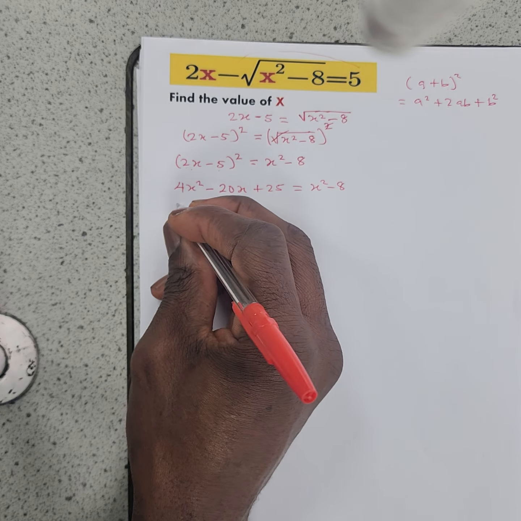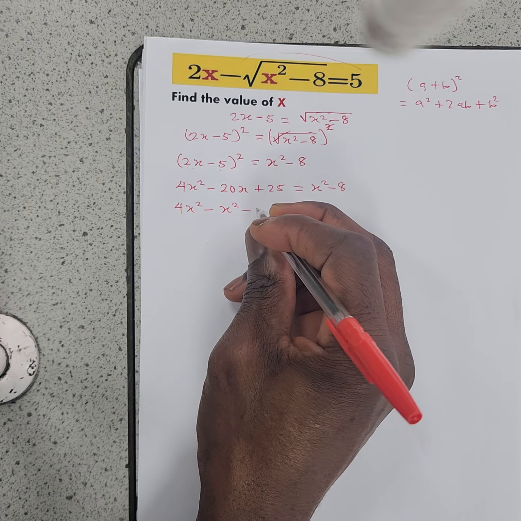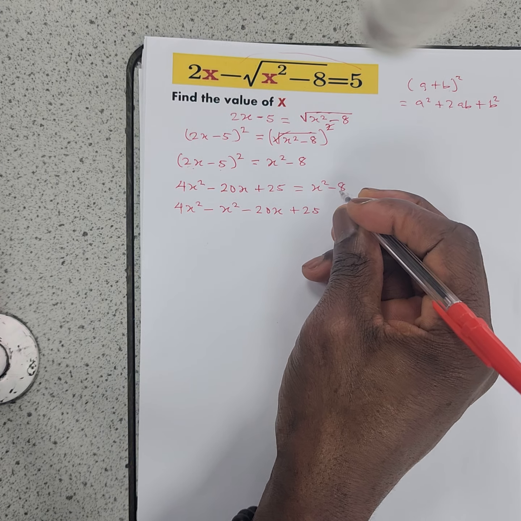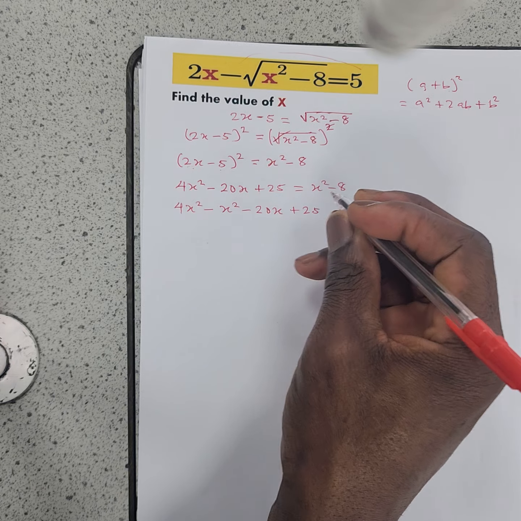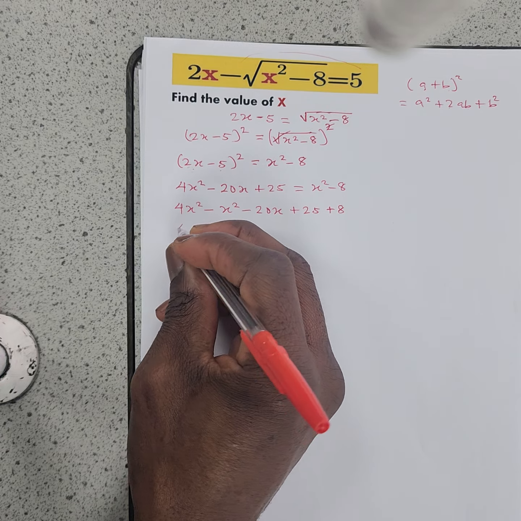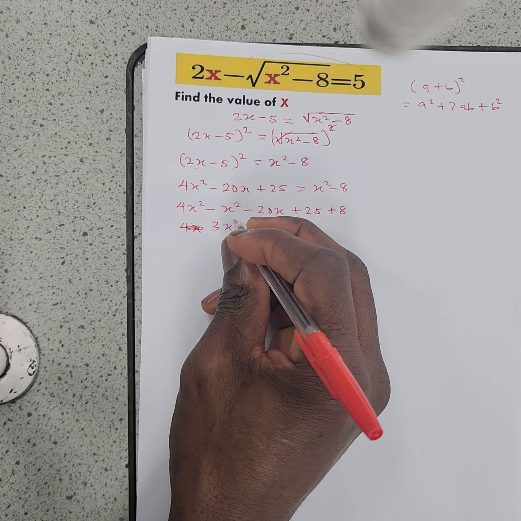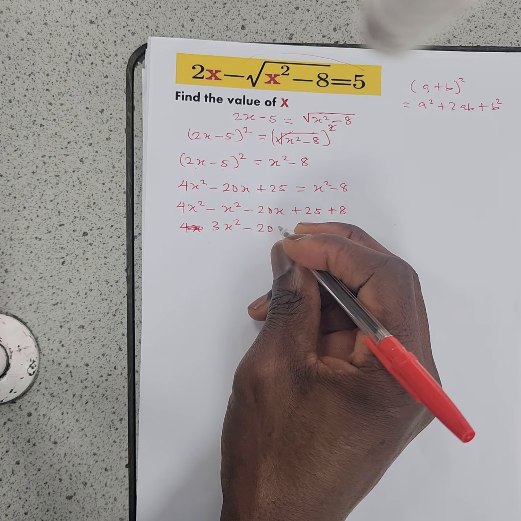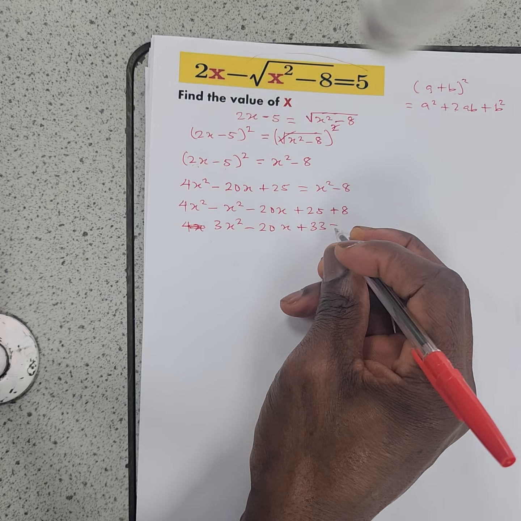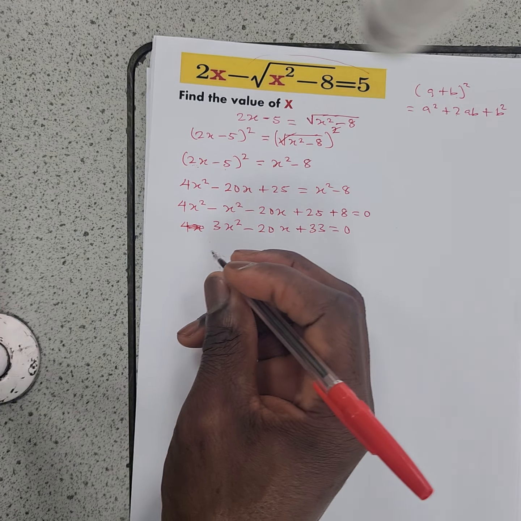Collect like terms, that becomes 4x squared minus x squared minus 20x plus 25. So minus 8 will come over from here to meet with 25 because they are alike, and that becomes plus 8. This further reduces to, no, this is now 3x squared minus 20x plus 33, all equal to 0. We have to factorize this now.